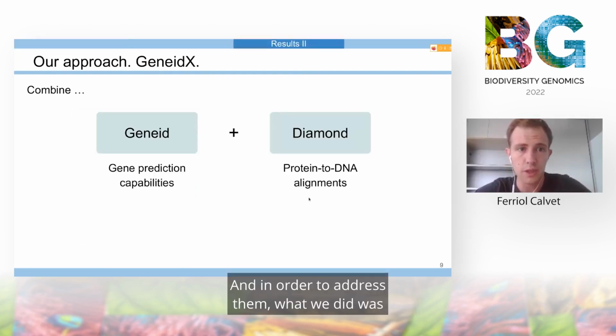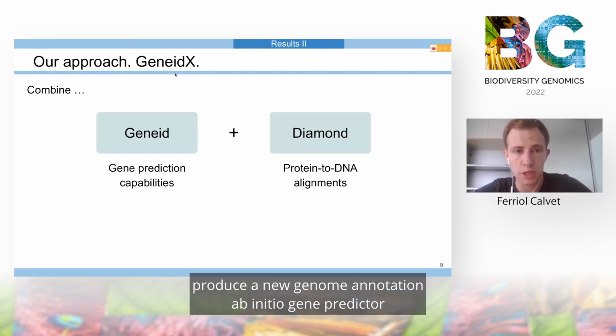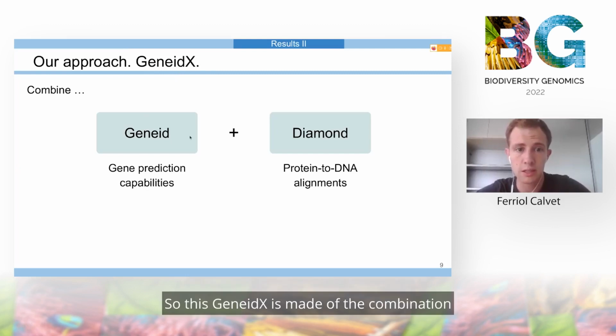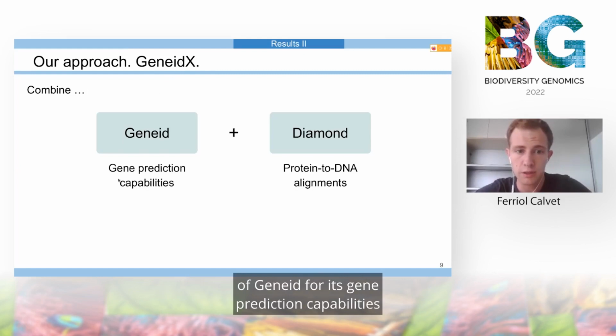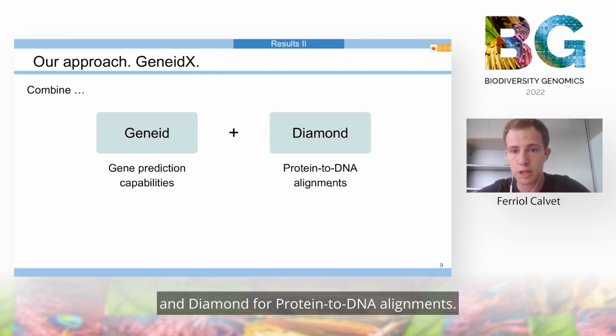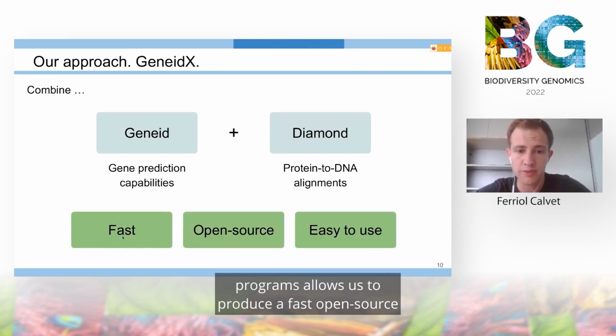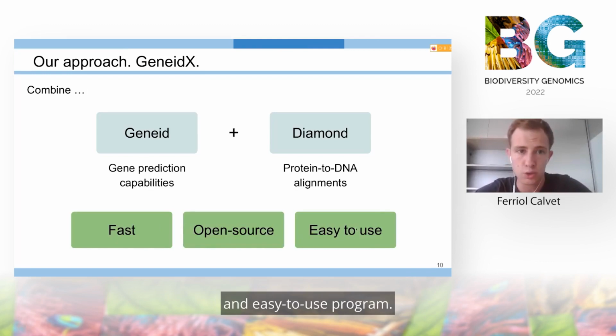And in order to address them, what we did was produce a new ab initio gene predictor, which we call Geneid. So this Geneid is made of the combination of Geneid for its gene prediction capabilities and Diamond for protein to DNA alignments. And the combination of these two programs allows us to produce a fast, open source, and easy to use program.